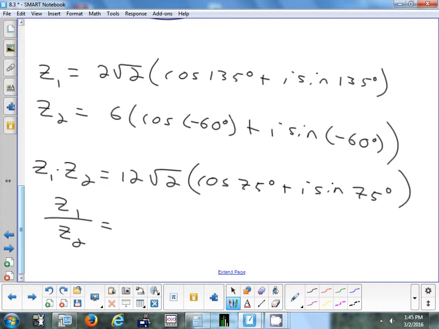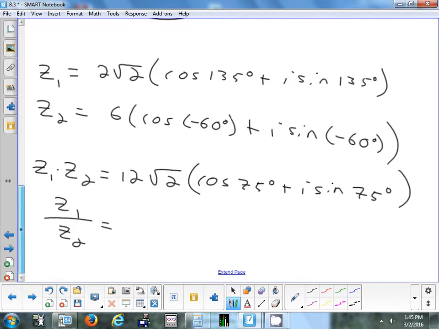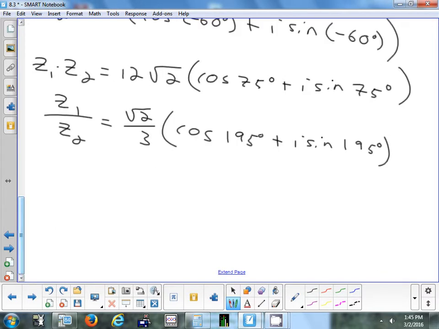When we divide, what do I do with my radii? Divide them. And when I divide them this time, can I reduce it at all? Yep, square root of 2 over 3. Cosine, and now what do I do with my angles? Subtract them, but it's going to be 135 minus negative 60. That's 195. So you didn't even have to worry about the negative, it just went away by itself. Any question on that one?